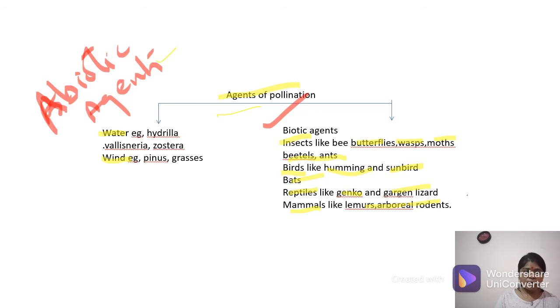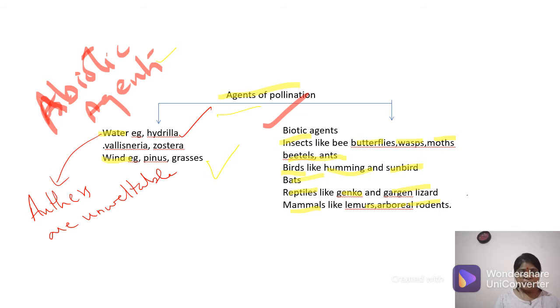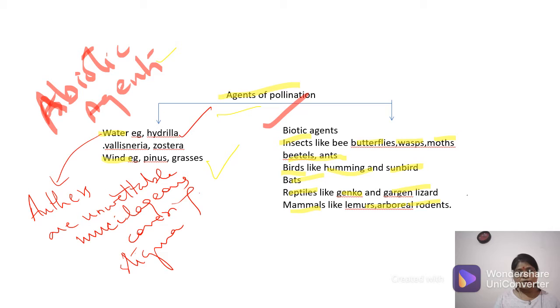Now let's look at water pollination. Examples are Hydrilla, Vallisneria, Zostera. If you look at these flowers, what do you find? You find that their anthers are unwettable due to a mucilaginous covering on them, and even the stigma, or you can say the pistil part, is unwettable.